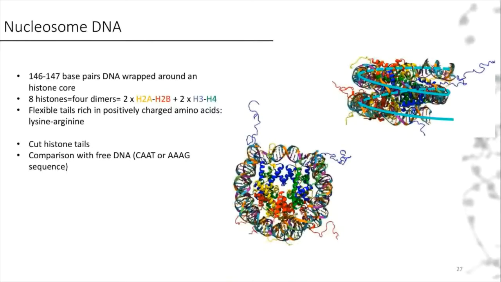To be quick, in the nucleosome, you have a DNA segment of 146 or 147 base pairs, which is wrapped around a histone core. You have 8 histones, so two dimers of H2A and H2B, and two dimers of H3 and H4. These histones have very flexible N-terminal tails with positively charged residues, lysine and arginine.